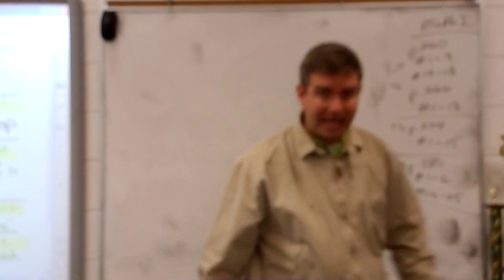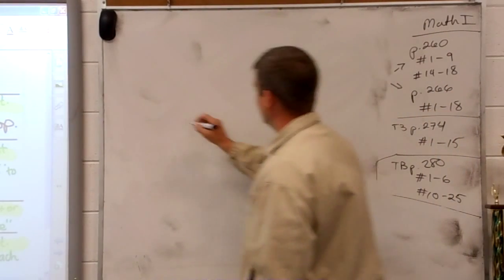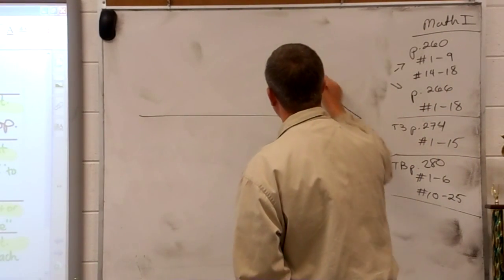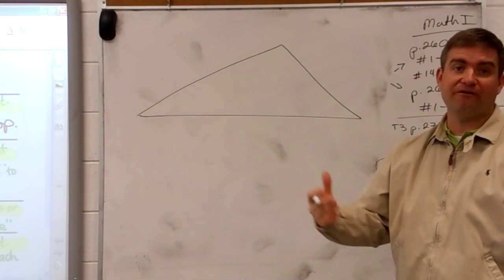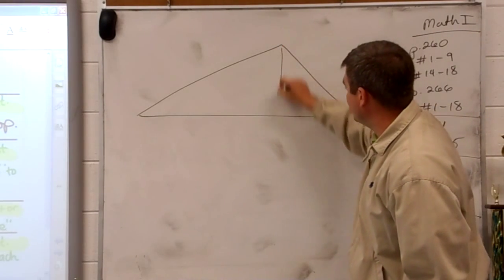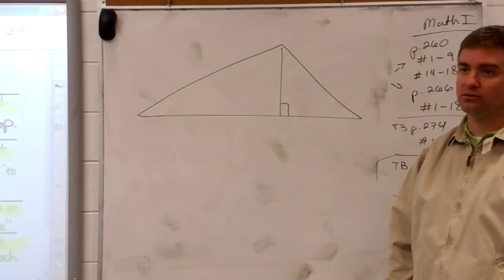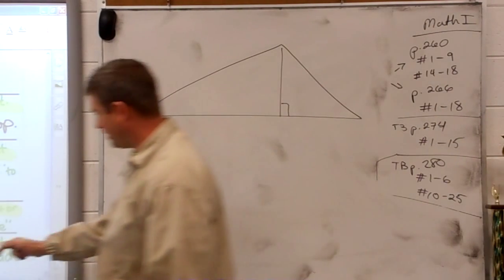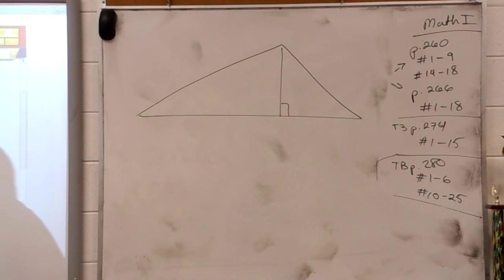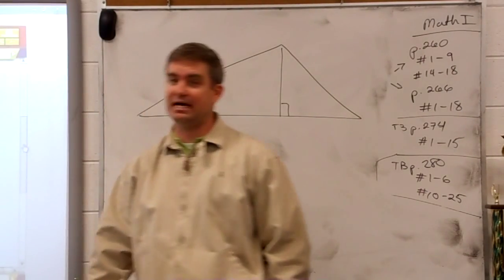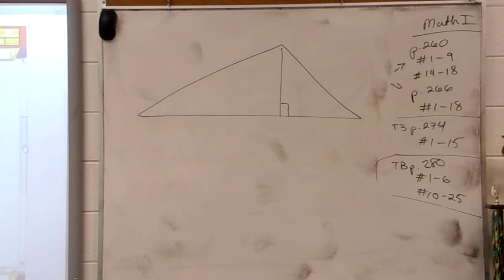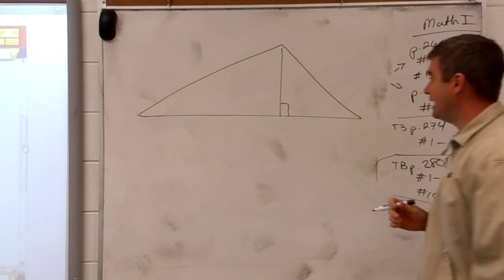All right. The last thing we have to do is talk about the altitude. If you talk about a mountain, what is altitude? How high it is. Altitude is another word for height. The height of the triangle can be measured by the altitude. The definition of the altitude is that it is a perpendicular segment from a vertex to the opposite side. So the altitude is from the vertex to the opposite side, and it's a right angle.